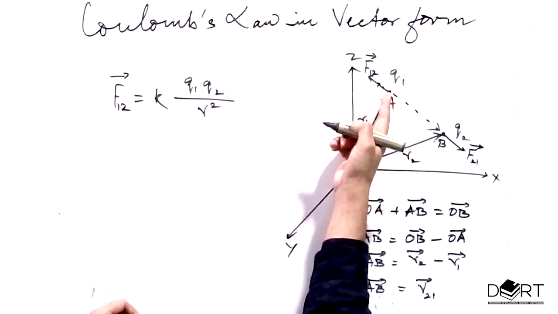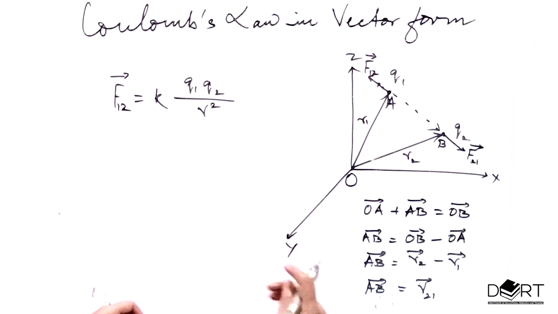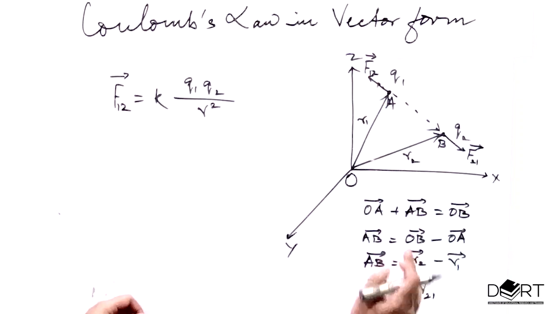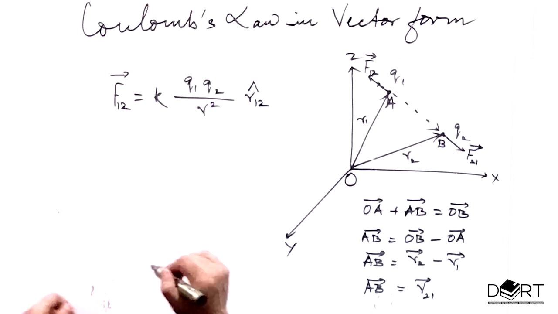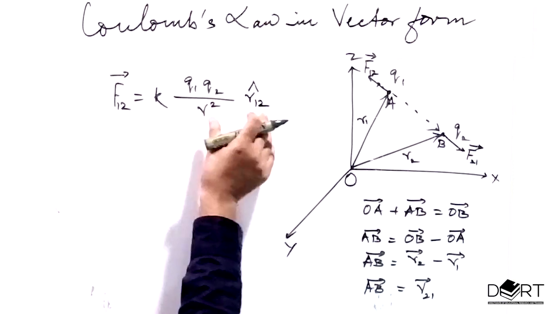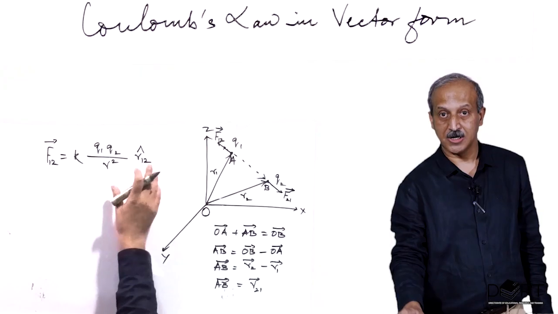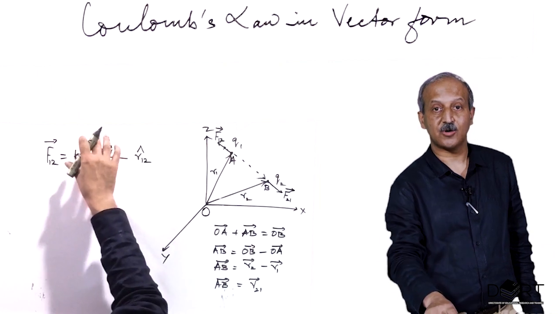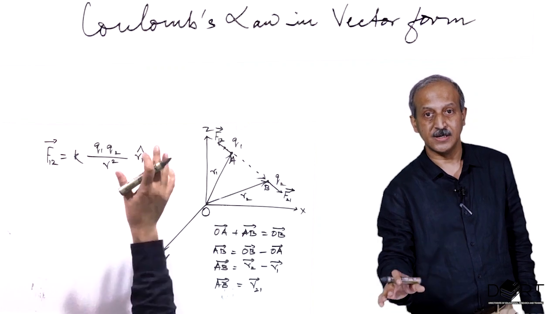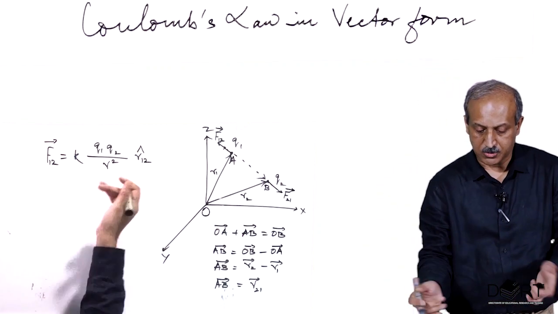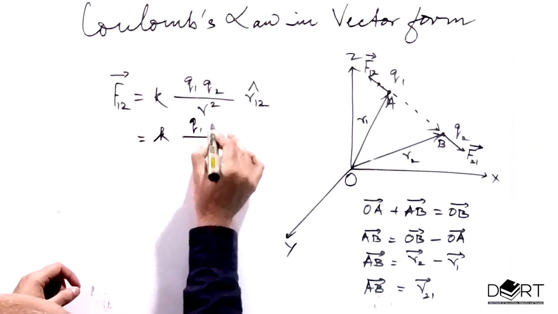Now, what is the direction of F12? F12 is acting in this direction from B to A, right? But A to B is R21. So, B to A would be R12. So, we use the unit vector in the direction of F12. I have not changed the expression at all because I am multiplying by 1 really. So, magnitude does not change, but multiplying by the vector gives this scalar quantity a direction now. Now, we have vector quantities on both sides, right. So, basically it is almost complete, but we can write it in other forms. So, let us write it in other forms.